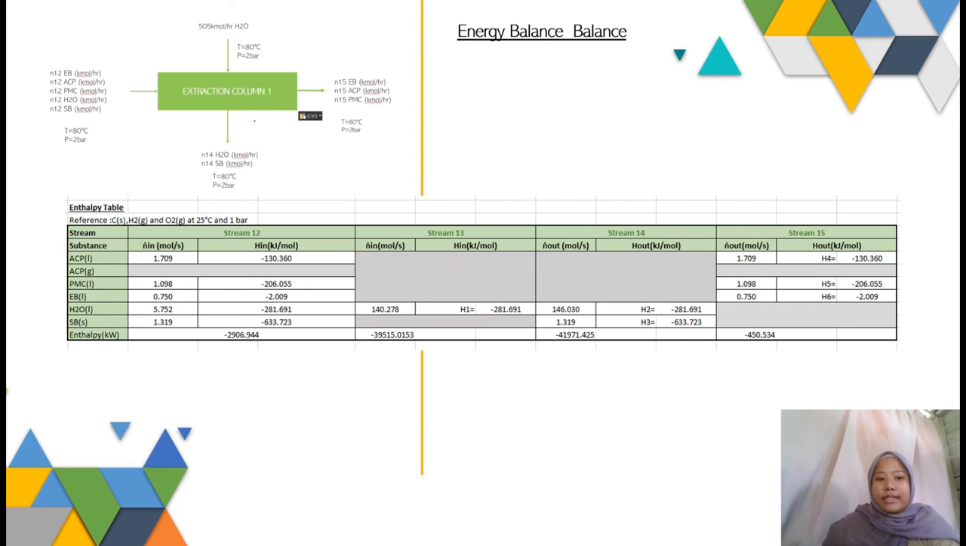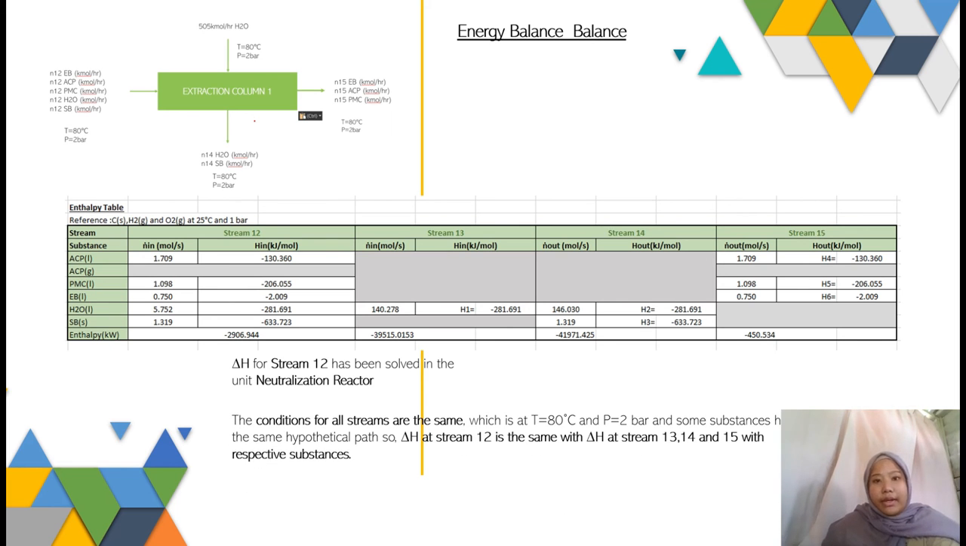At extraction column 1, this is the enthalpy table with two inlet streams, 12 and 13, and two outlet streams, 14 and 15. Delta H for stream 12 has been solved in the unit neutralization reactor. The conditions for all streams are the same, which is T equal to 80 degrees Celsius and P equal to 2 bar, and some substances have the same hypothetical path.